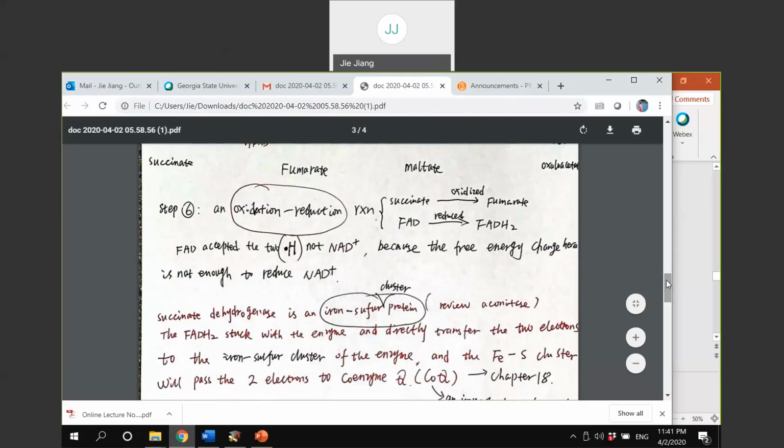The enzyme that catalyzes this reaction is succinate dehydrogenase. Again, when we say dehydrogenase, usually it catalyzes an oxidation-reduction reaction that you need to know. This enzyme is also an iron-sulfur cluster protein. So far we have learned two of them, right? One is aconitase. This succinate dehydrogenase is another one.